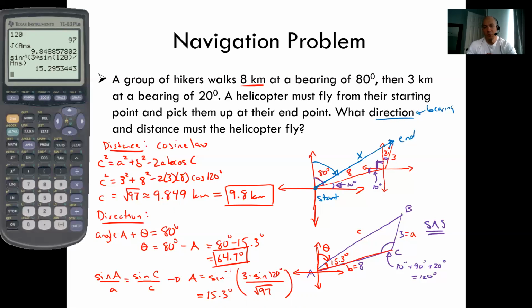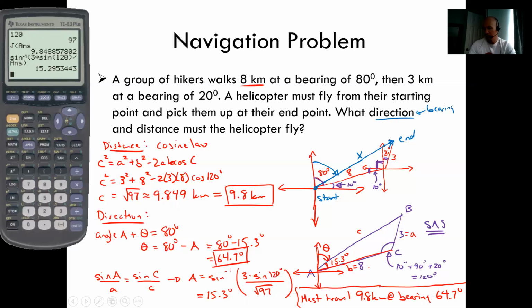I guess this is a word problem, so you might consider writing out something like that, but I'm running out of room, so heck, I'll just figure this out here. Let's write it. Must travel 9.8 kilometers at a bearing of 64.7 degrees. Cool, okay, there we go. It's good practice to write it out.